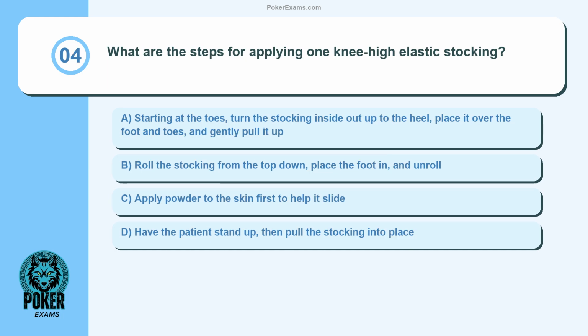Question 4. What are the steps for applying one knee-high elastic stocking? Starting at the toes, turn the stocking inside out up to the heel, place it over the foot and toes, and gently pull it up. Roll the stocking from the top down, place the foot in, and unroll. Apply powder to the skin first to help it slide. Have the patient stand up, then pull the stocking into place.